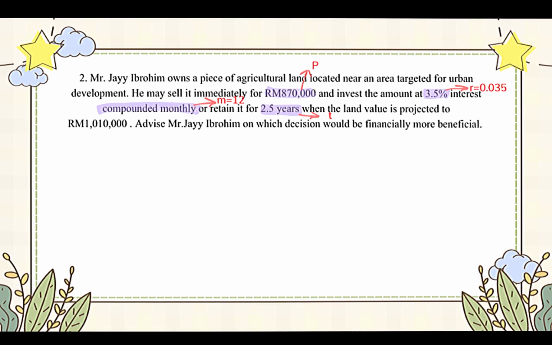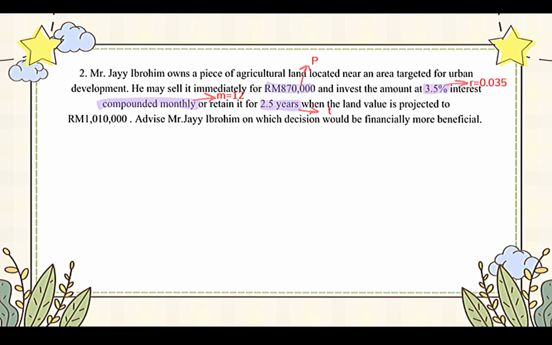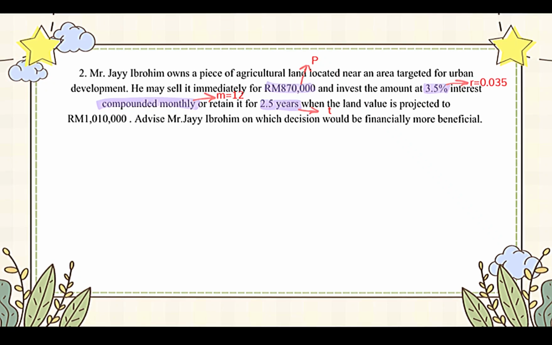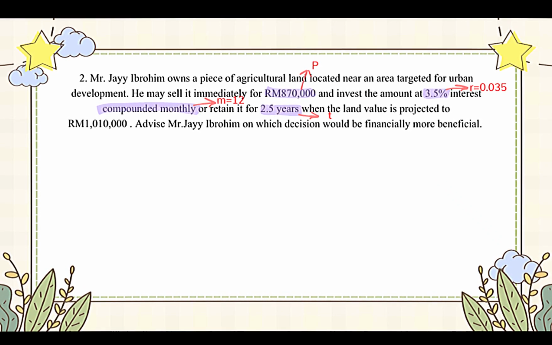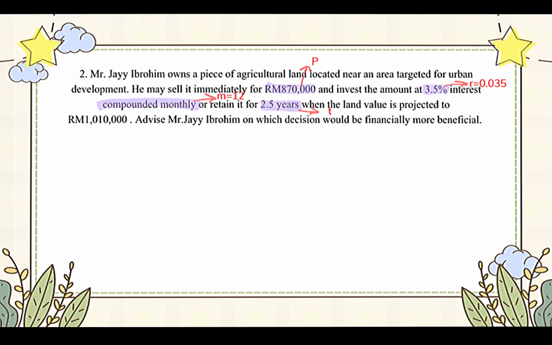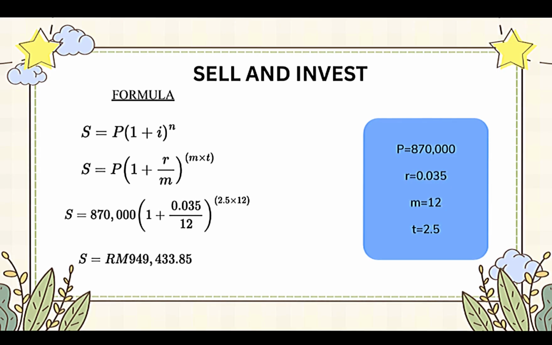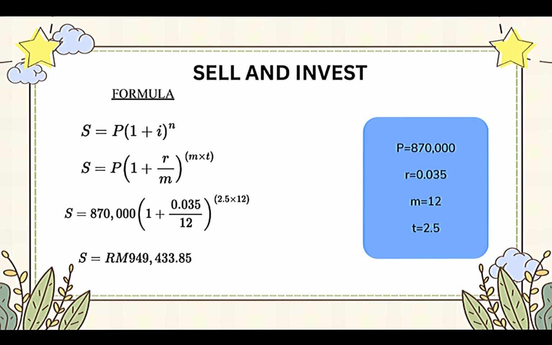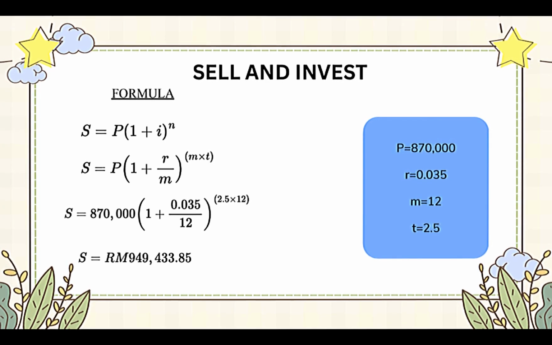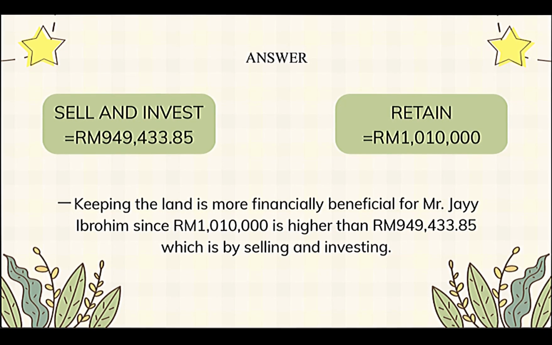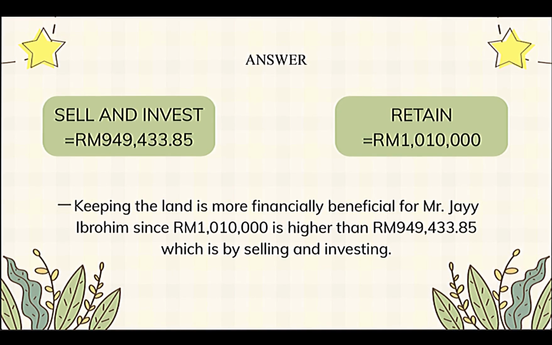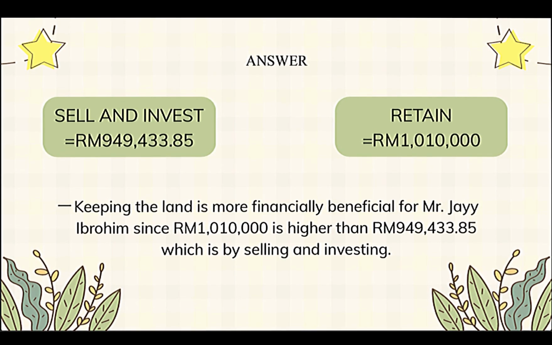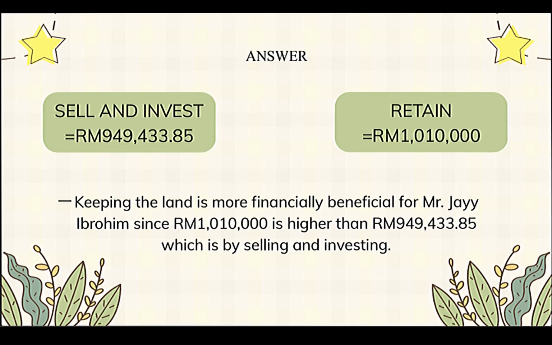From the statement given, we can identify the key financial details for the first option, which is 870,000 ringgit for our P, and then the interest rate, which is 3.5%, which we need to convert to 0.035, which is our R, and then compounded monthly, which is M equal to 12, and lastly our T is 2.5 years. Substitute all the known values into the formula S equal to P(1 + i)^n to get the final answer S, which is equal to 949,433 ringgit 85 cents. By comparing the two options between selling and investing, which gives you 949,433 ringgit 85 cents, or retaining it, which gives you 1,010,000 ringgit, the second option, which is retaining the land, is better because it is more profitable.